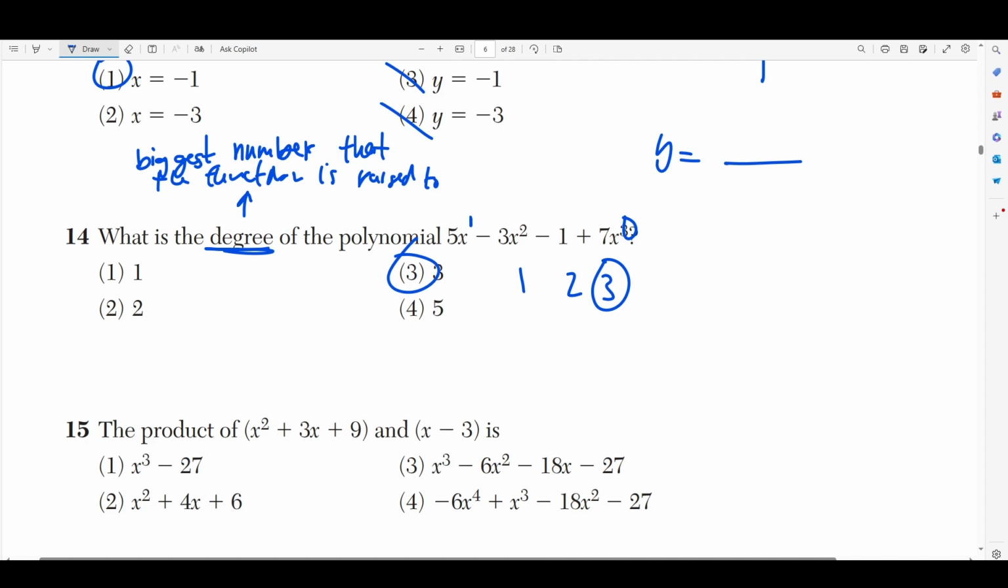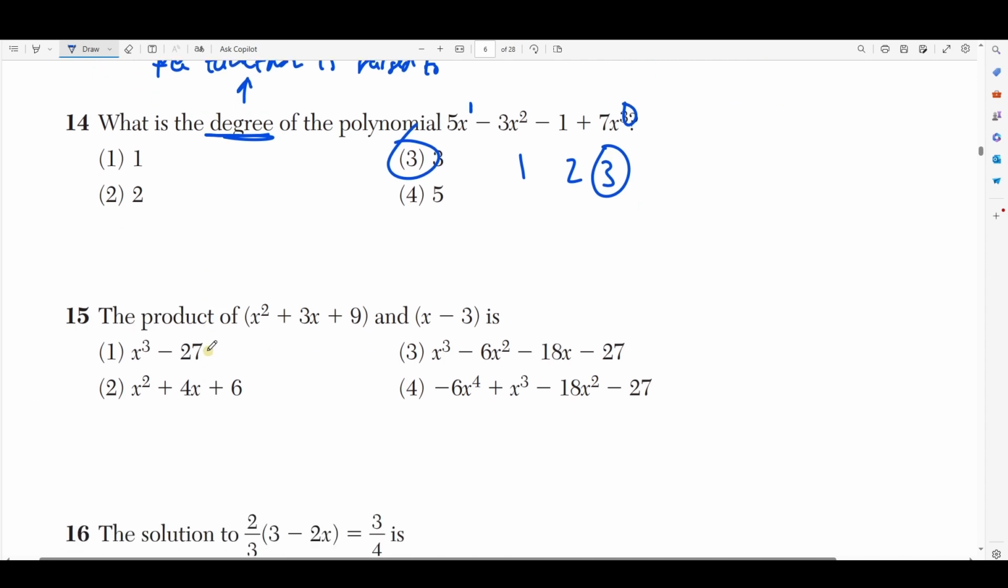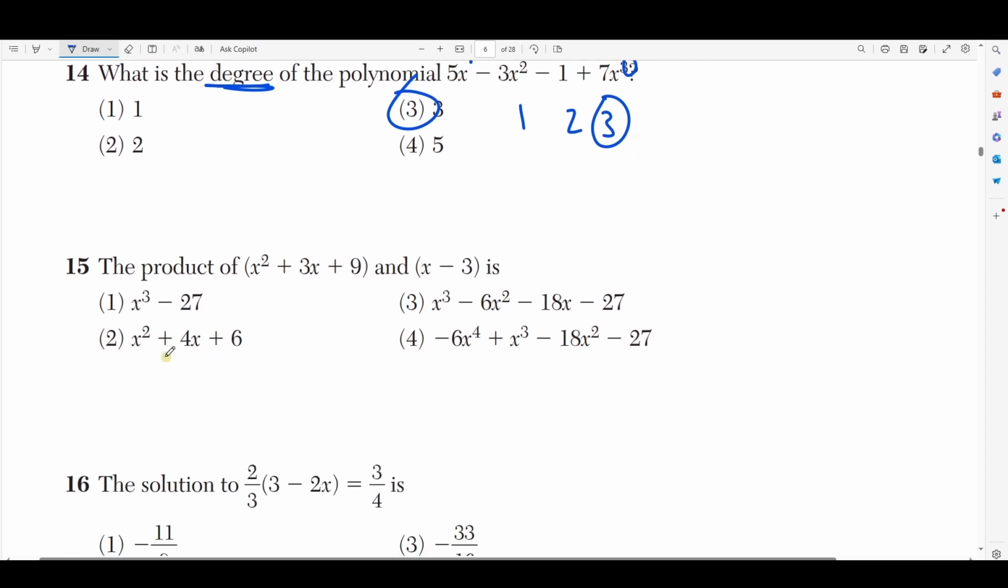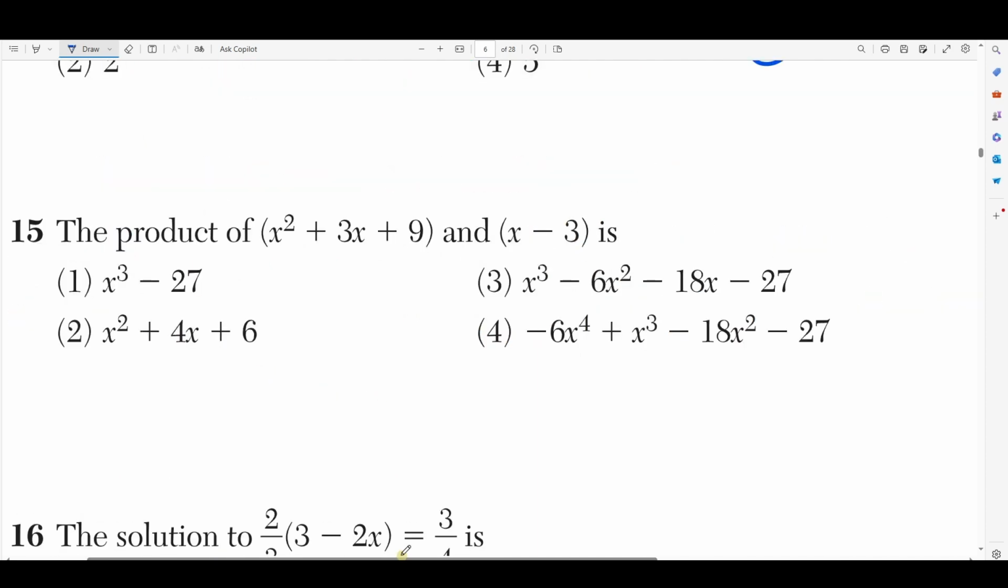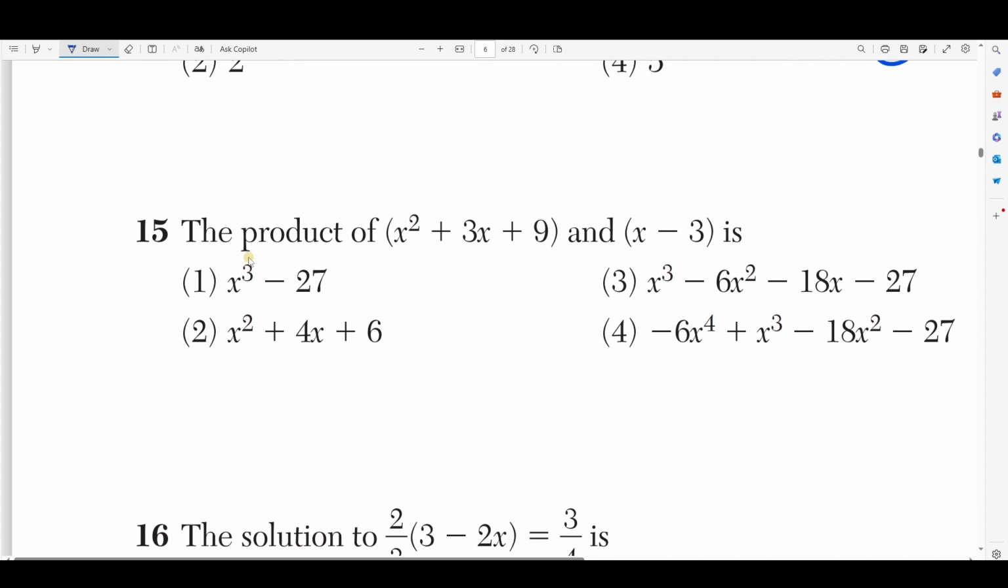Okay, so now we're moving on to number 15. It says the product of x squared plus 3x plus 9 and x minus 3 is going to be what? Well, let's solve it out. When you say product, that means you have to multiply these two out. So let's multiply x squared plus 3x plus 9 by x minus 3. Or I'll write it in the opposite way because it seems a bit easier that way. X minus 3 times x squared plus 3x plus 9.